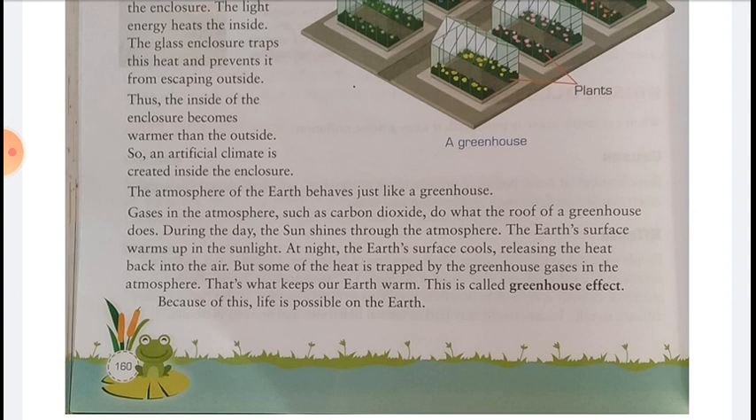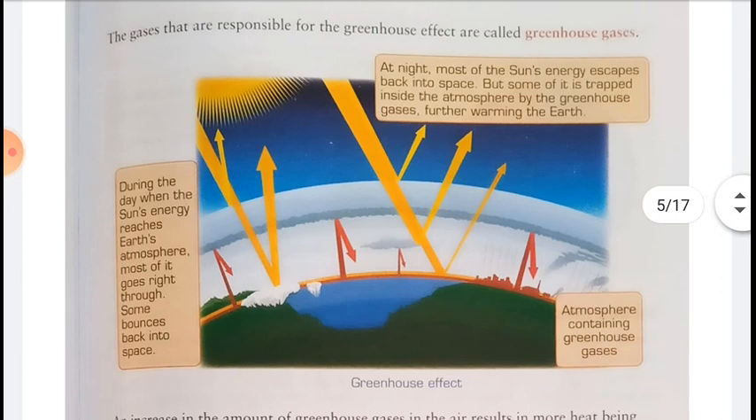At night, the earth's surface cools, releasing the heat back into the air. But some of the heat is trapped by the greenhouse gases in the atmosphere. That is what keeps our earth warm. This is called the greenhouse effect. So, the atmosphere works like a greenhouse for us, and due to that only we are able to survive on the earth. Because of this greenhouse effect, life is possible on the earth.